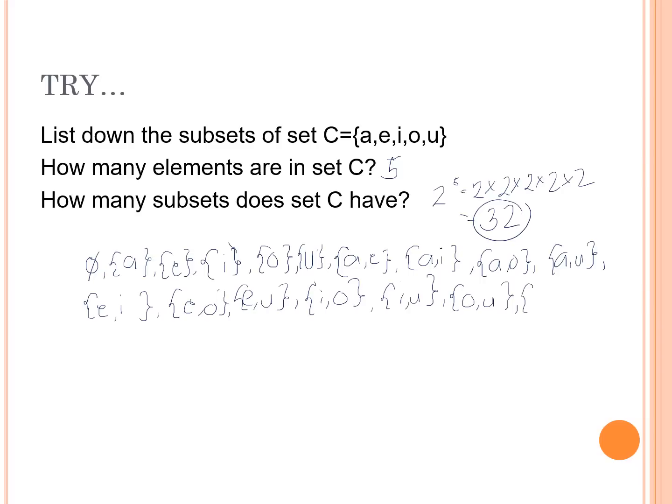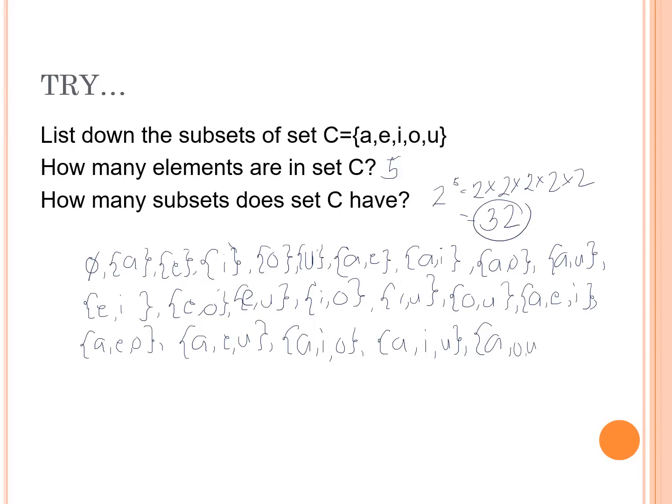Let's take three elements. Let's start with A, E, I. What else? A, E, O. And then A, E, U. And then let's have A, I, O, A, I, U, and then A, O, U. We're done with A as the first element.